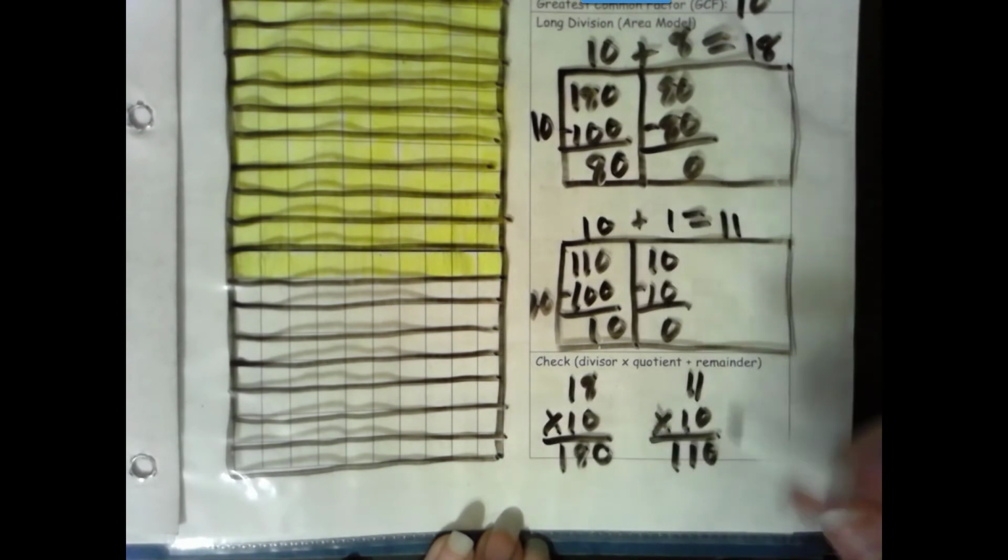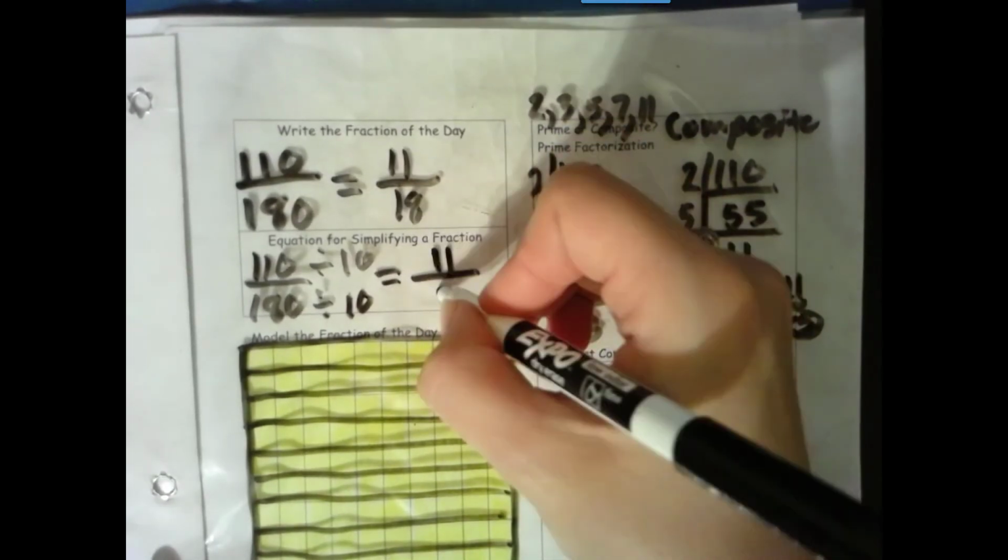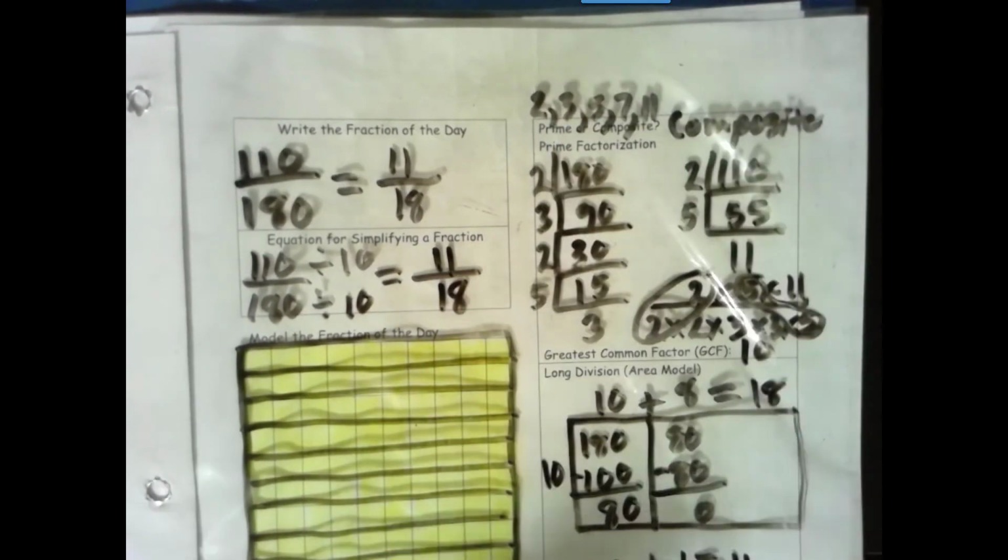110, that matches our dividend, so it checks. 180, that matches our dividend, so it checks. Our numerator is definitely 11, and our denominator is definitely 18.